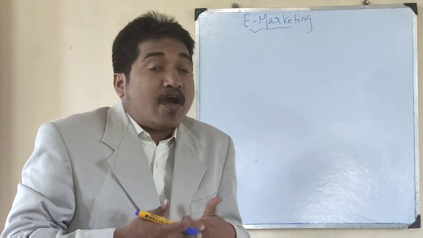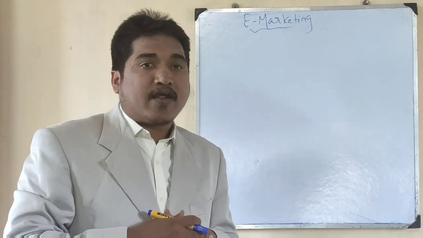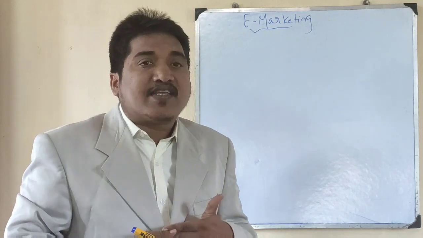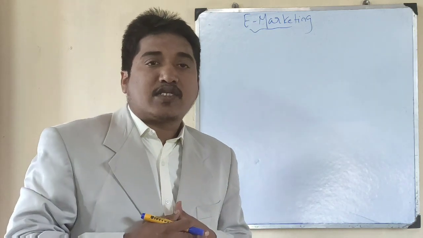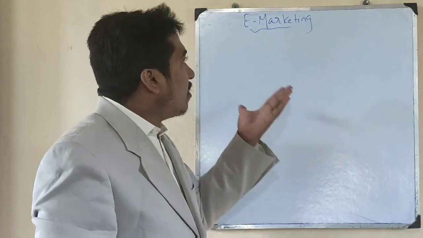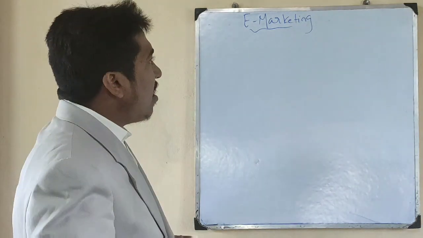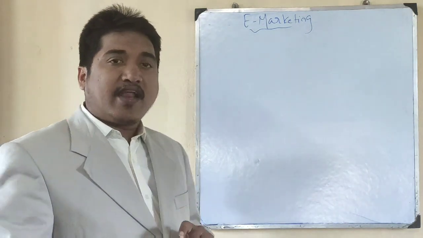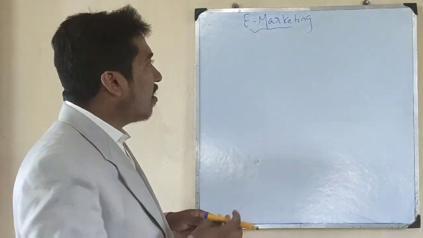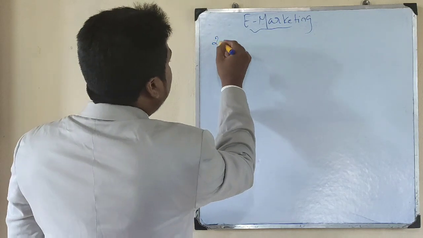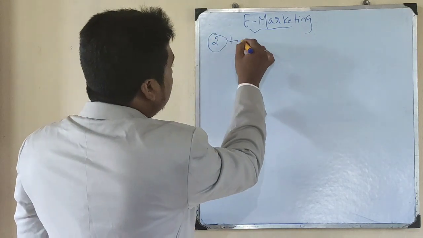E-marketing is also called online marketing or electronic marketing, by way of easily identifying the consumer or customer across the world. Nowadays this marketing is very helpful to company people. And another thing: e-marketing is divided into two types. Mainly they tell the two types of e-marketing. What are the types?